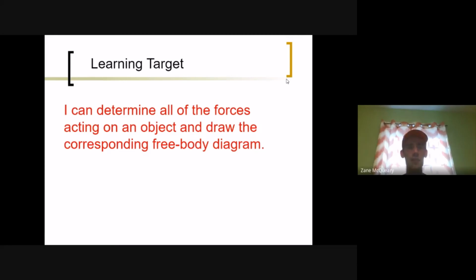After today's lesson, I hope that we can both determine all the forces acting on an object and draw the corresponding free body diagram.